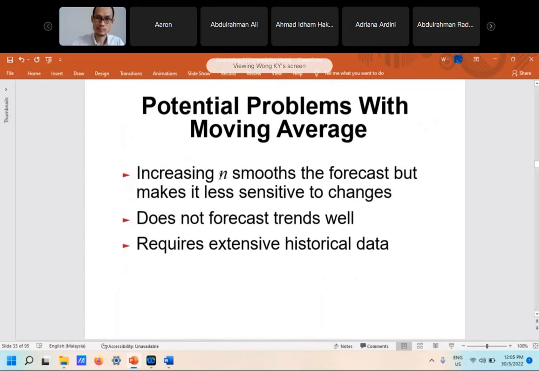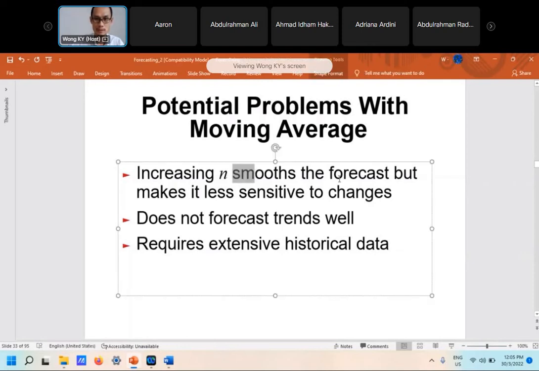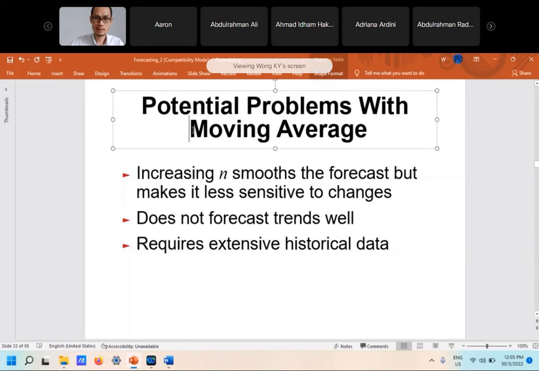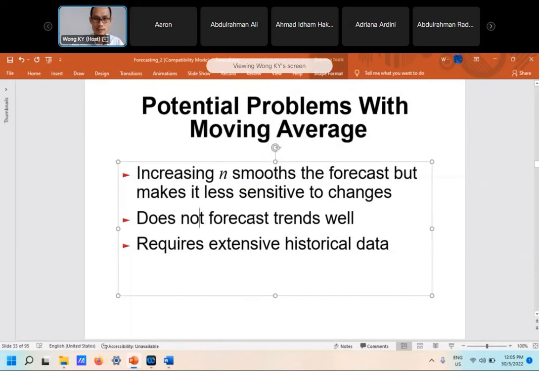Now, if n is too big, let's say you set n equals 6 or 7, then it may smooth the forecast, but it will make it less sensitive to changes. And if n is smaller, then it's more sensitive to changes. So there's no exact way to set n. It all depends on the person who wants to forecast the demand. Generally, moving average or weighted moving average does not forecast trends very well because it fails to take into account trends. And this method requires a lot of data, as you have seen just now. You need a lot of historical data in order to do the forecasting.